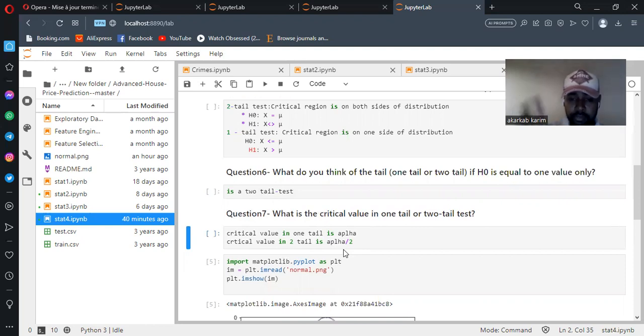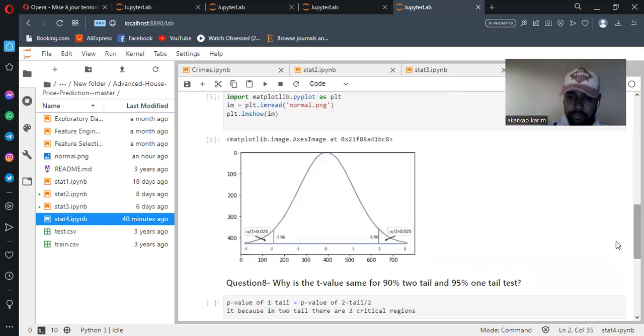Okay, if our null hypothesis h0 is x equal to some value, at this time we need to divide this alpha by 2, because we have a right side and a left side, and we need to determine our interval. I hope that's clear for you. Okay, this graph shows you this more clearly. Here alpha divided by 2 is equal to this value, and also here. That is the case of a two-tailed test.